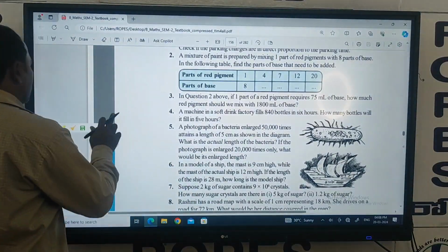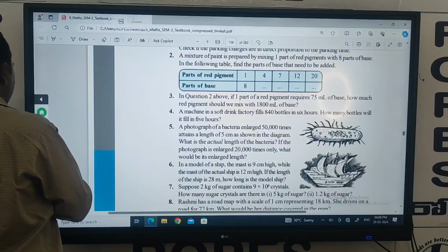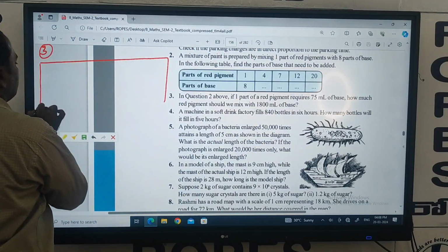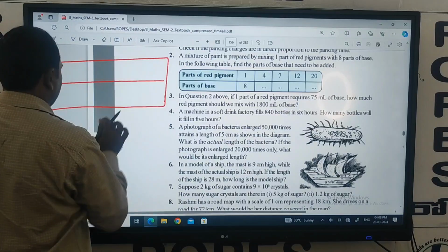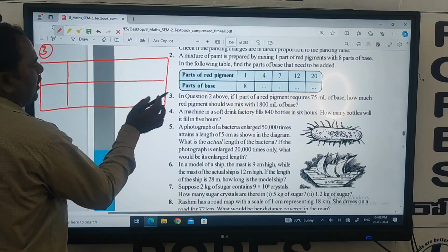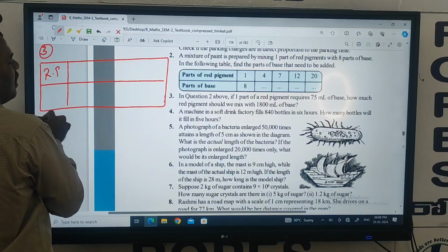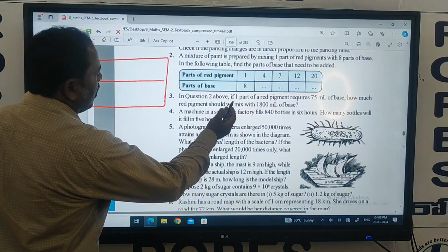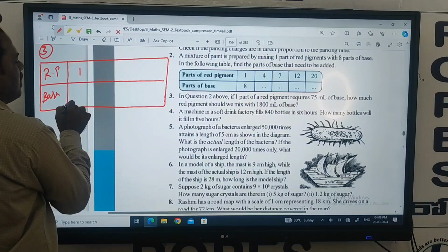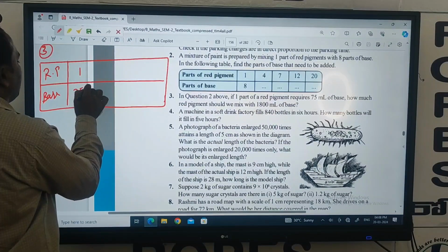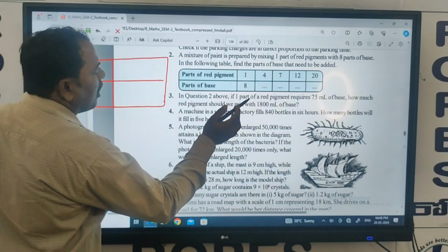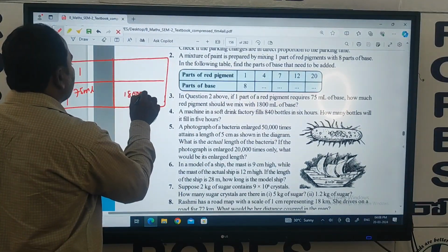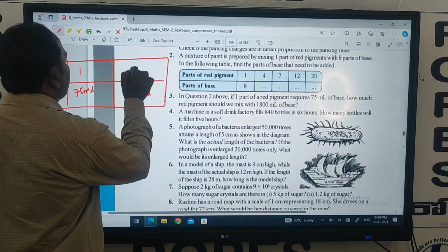First, we have to make a table. For question number 3, you should draw a table like this, with red pigment and base. For one part of red pigment we should add 75 ml of base, and then how much red pigment should be mixed with 1800 ml of base? So here we have to find the question mark.